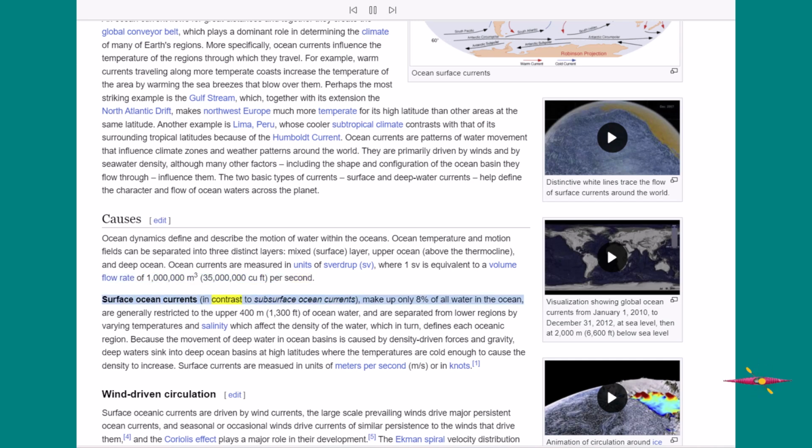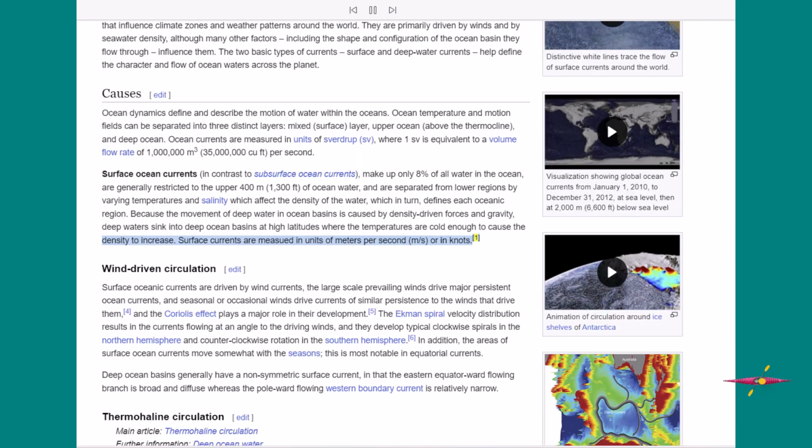Surface ocean currents, in contrast to subsurface ocean currents, make up only 8% of all water in the ocean, are generally restricted to the upper 400 meters, 1,300 feet of ocean water, and are separated from lower regions by varying temperatures and salinity which affect the density of the water, which in turn defines each oceanic region. Because the movement of deep water in ocean basins is caused by density-driven forces and gravity, deep waters sink into deep ocean basins at high latitudes where the temperatures are cold enough to cause the density to increase. Surface currents are measured in units of meters per second, m/s, or in knots.